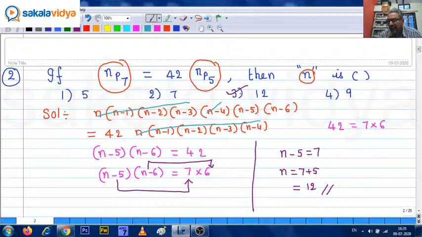Otherwise you can verify by substitution also. See, 5 minus 5 is 0, which does not exist. 7 minus 5 is 2, 7 minus 6 is 1, no. 12 minus 5 is 7, 12 minus 6 is 6, 7 into 6 is 42. So the third option is the right option. Even by using the substitution method we can do this problem. I hope you have understood this one.